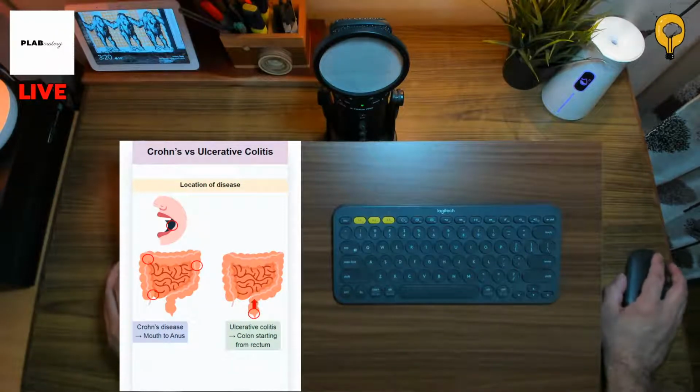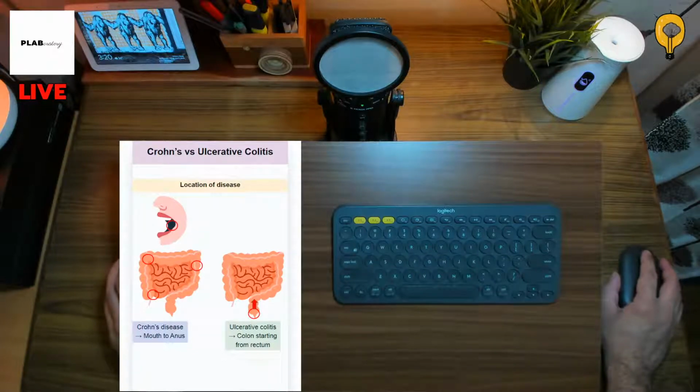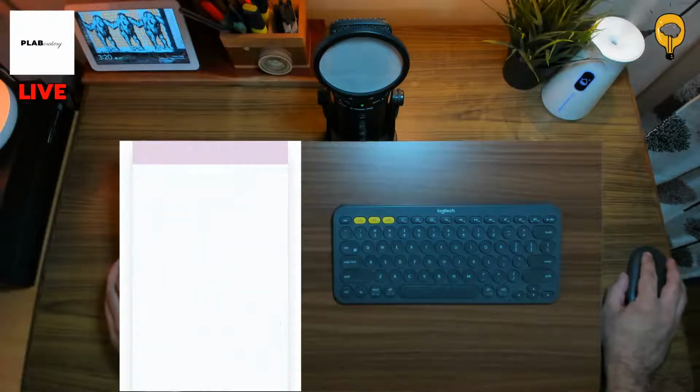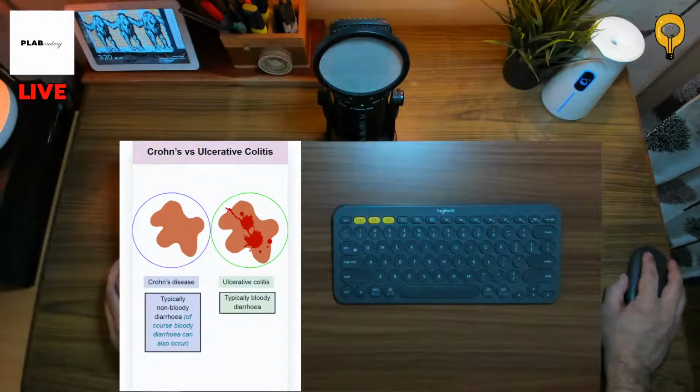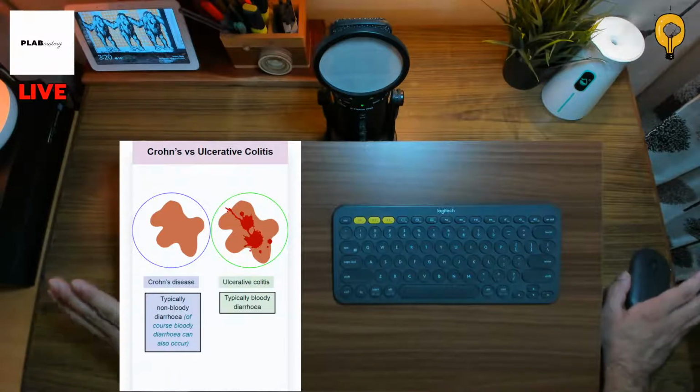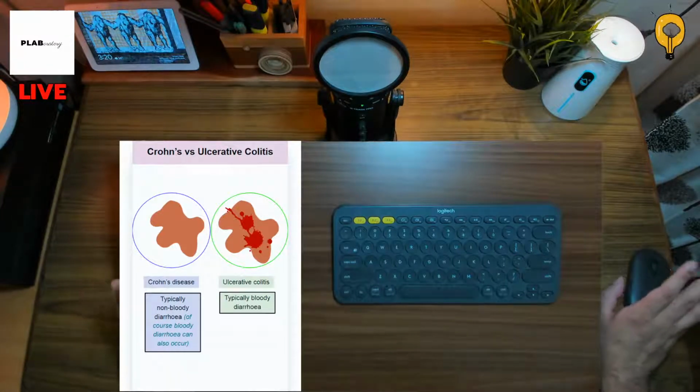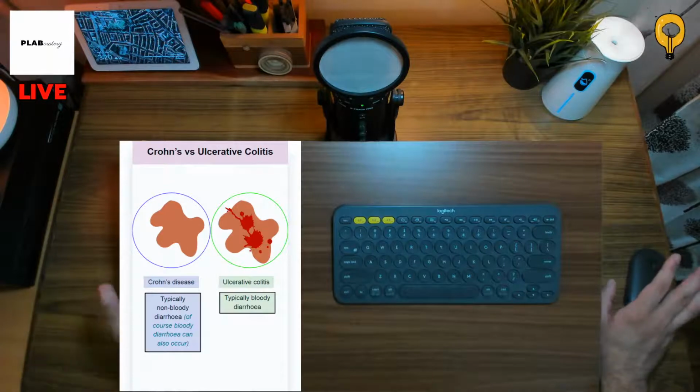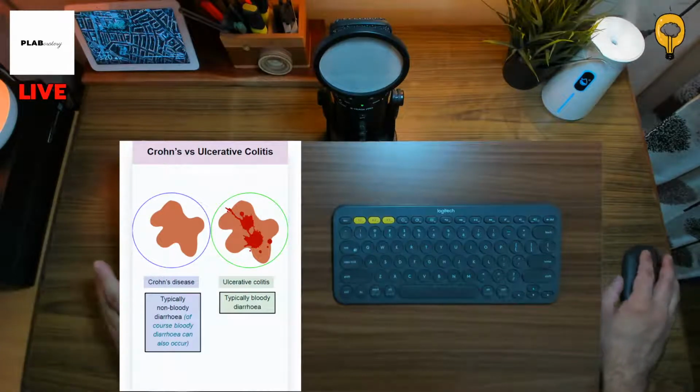Now, location of the disease. Crohn's disease can be present from mouth to anus, and ulcerative colitis starts from the rectum and proceeds proximally. In Crohn's disease, we have typically non-bloody diarrhea. Of course, bloody diarrhea can also occur, there are chances, but usually it is non-bloody. In ulcerative colitis, typically we have bloody diarrhea.